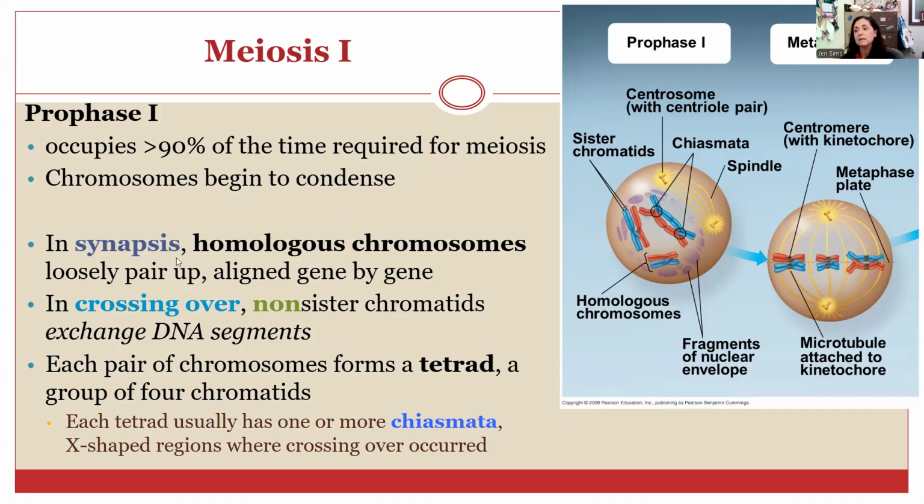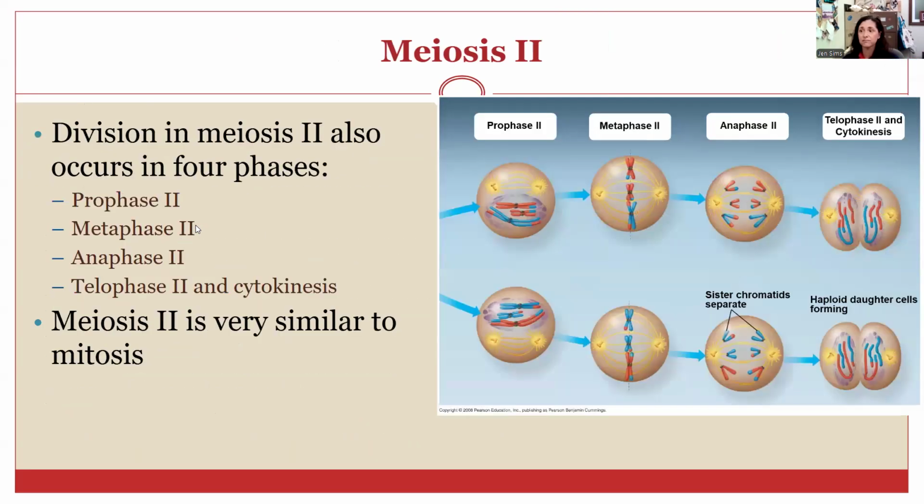So synapsis is a process where the homologs line up and form tetrads, there are 4 of them. They make little X's, chiasmata, and then they swap chunks. Anywhere from 1 to 4 of these usually, and it could be 0 really, because it's random. It doesn't even have to happen. And this takes a long time, 90% of the entire meiosis time.